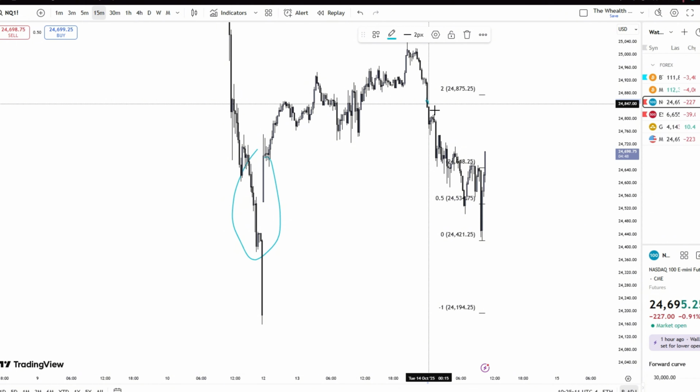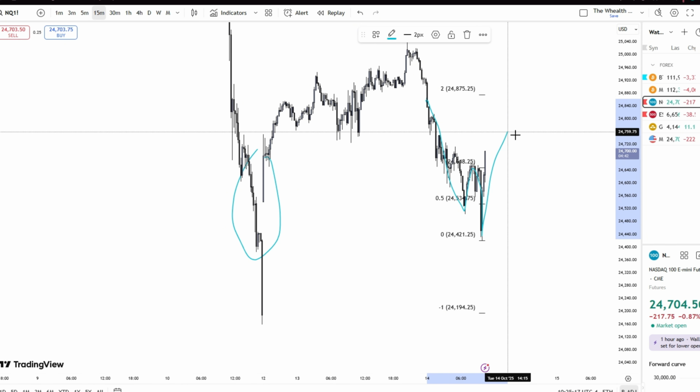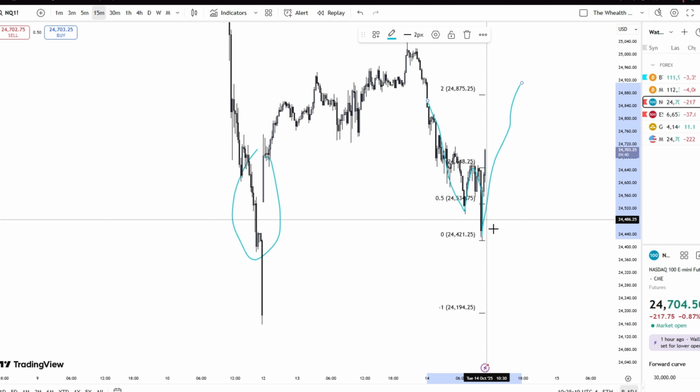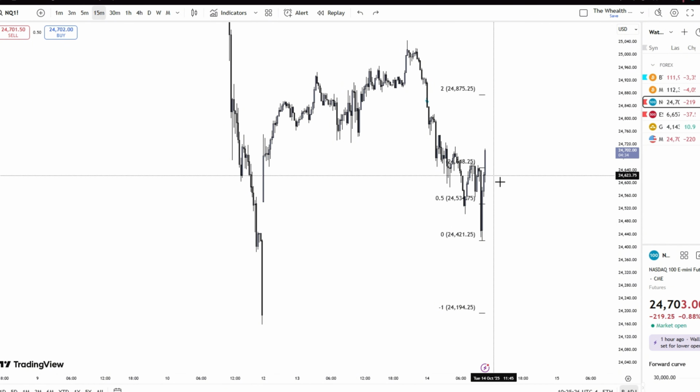I said it's pretty clear we should come in here, get a reaction, and maybe resweep it and go back high. I didn't call the resweep. I thought we should go higher right here, but yeah.